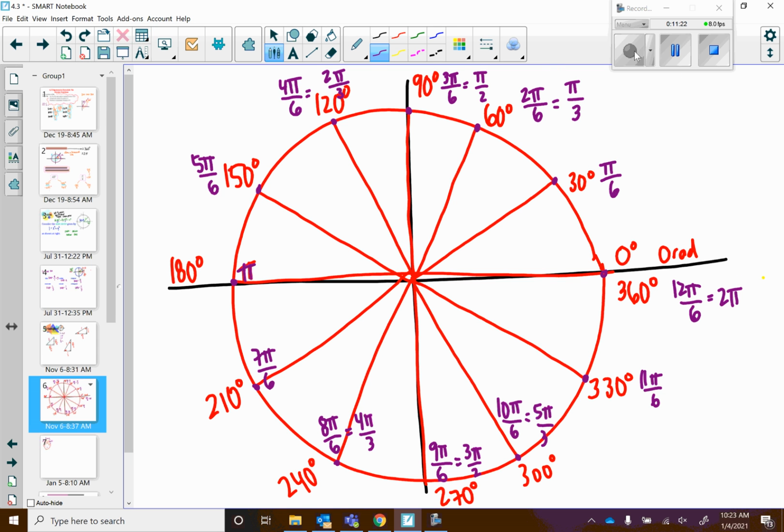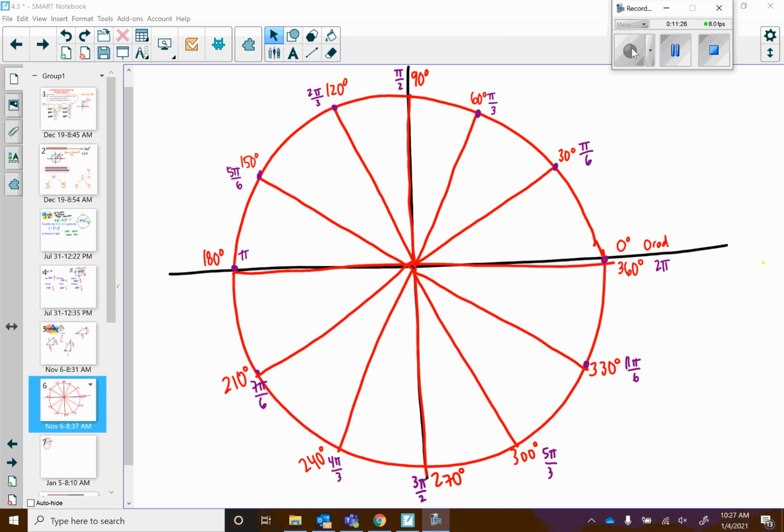I'm going to take a moment and clean this up a little, make it look a little nicer. All I did was take off the pi over 6's that were not simplified. So instead of 3 pi over 6, I just left it as pi over 2 because that's the better simplified version. And I just made all my numbers a little smaller.